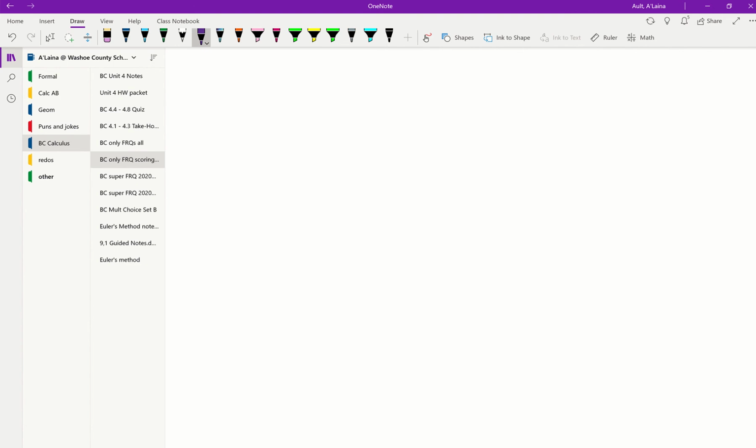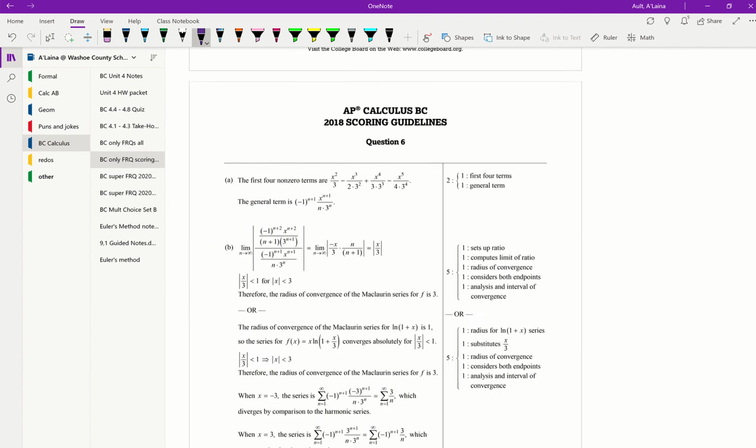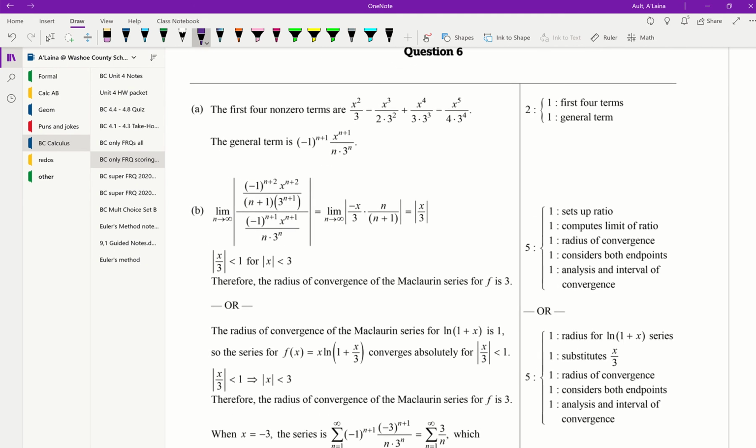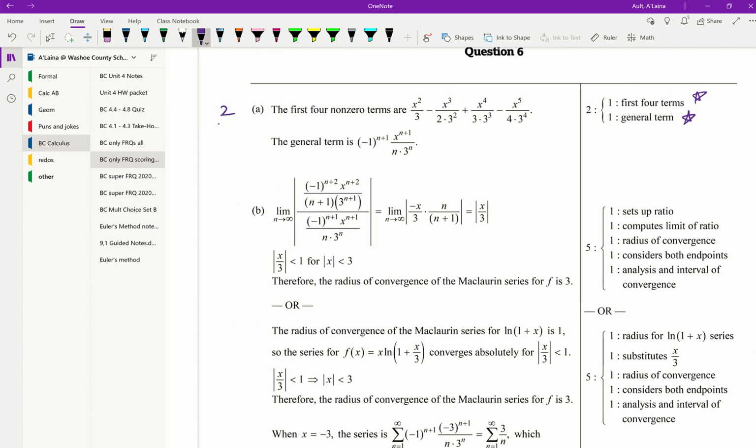Let's just check the scoring guideline here. All right, the first 4 terms, they're giving us 1 point for that. I'm just doing a quick double check. And it looks like ours are the same, so we've got that point. If I compare it to the general term, ours is the same. So we've got those 2 points.